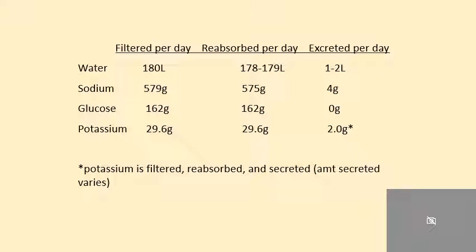It turns out that potassium is filtered, reabsorbed, and secreted. It's part of blood potassium homeostasis. All of the potassium that's initially in the filtrate gets reabsorbed. So 29.6 grams are filtered, 29.6 grams are reabsorbed. But later on, potassium can also be secreted in order to adjust the blood potassium level.